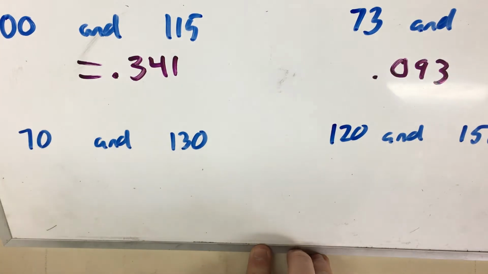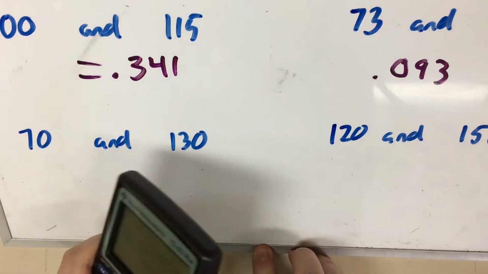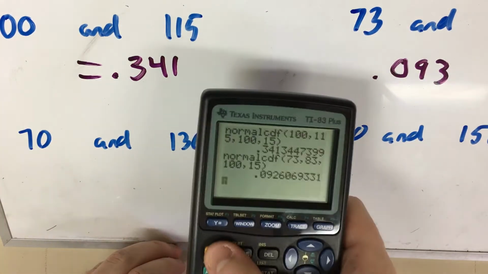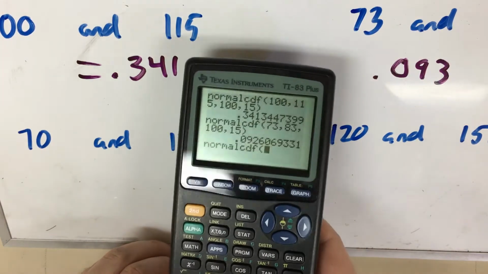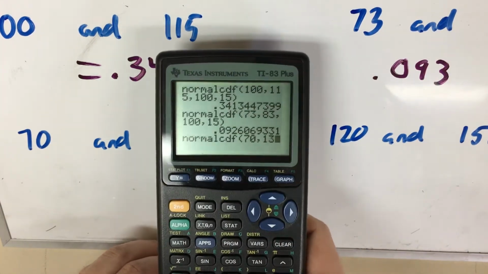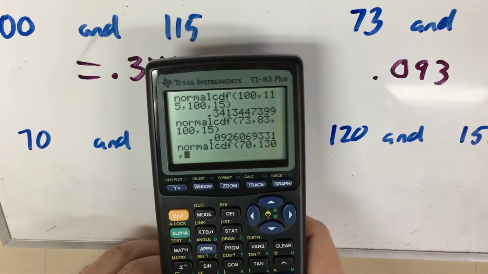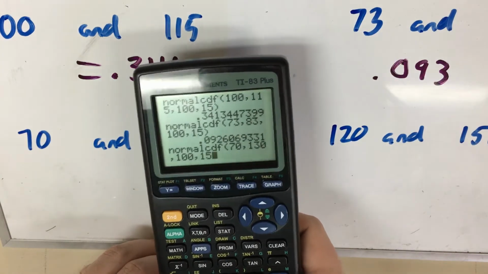So now, we need to deal with IQ of 70 and 130. Second distribution, normalcdf, 70, comma, 130, comma, 100, comma, 15.